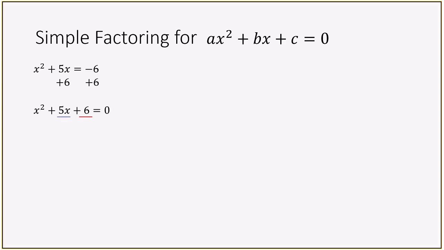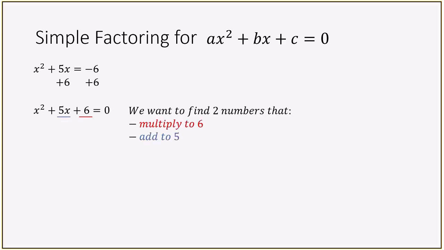Now to factor in the simplest form, I look at the last term, the term that doesn't have an x in it, and I look at my middle term, the term that has an x but not x squared. And I want to find two numbers that multiply to get me the last number, in this case 6, and add to get me the middle number, in this case 5. It's usually easiest to look at the multiply part because there's only so many nice things that can multiply to 6.